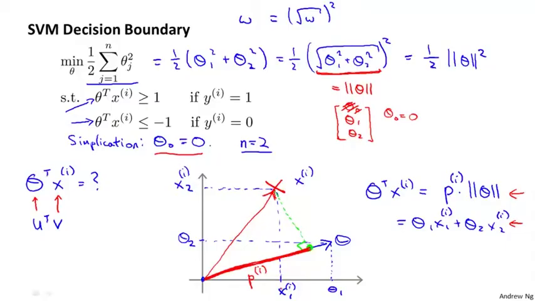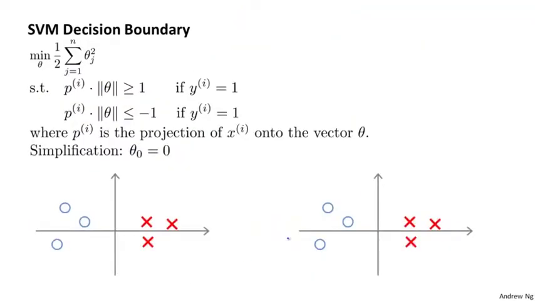Okay, so where does this leave us? What this means is that these constraints, that theta transpose xi be greater than or equal to 1, or less than or equal to minus 1, I can replace with constraints that pi times the norm of theta be greater than or equal to 1, because theta transpose xi is equal to pi times the norm of theta. So writing that into our optimization objective, this is what we get, where instead of theta transpose xi, I now have this pi times the norm of theta. And just to remind you, we worked out earlier that this optimization objective can be written as 1/2 times the norm of theta squared.